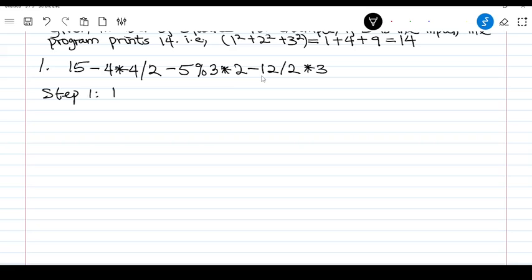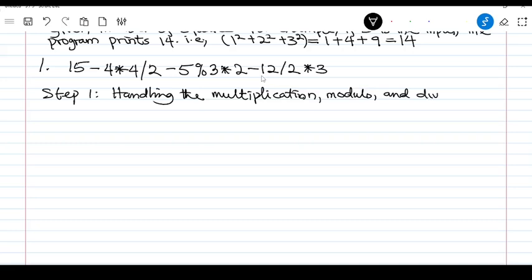So we're going to say handling the multiplication, modulo and division from left to right.